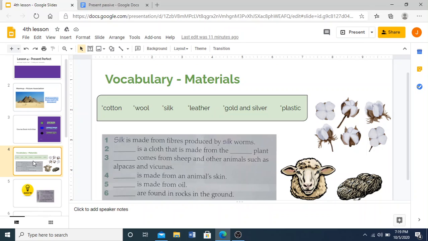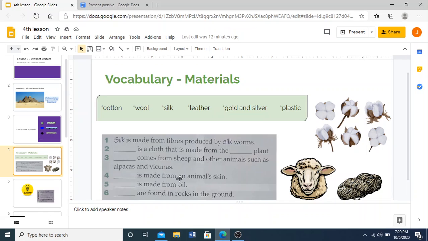Okay, so I believe you're done now. Yes, here is cotton. Cotton is a cloth that is made from the cotton plant. 3. Dash comes from the sheep and other animals such as alpacas and vicunas. What is that? That is wool. Wool is from sheep and these other animals here.